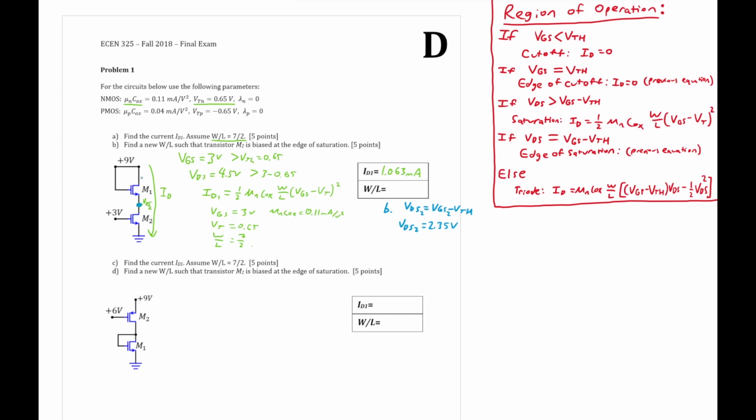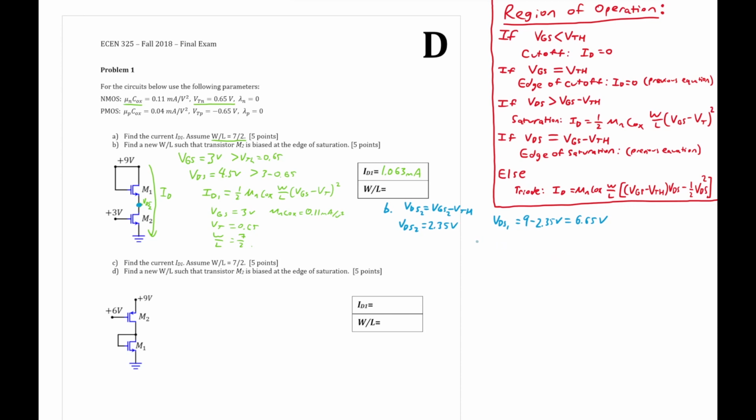And so that means that the voltage drop across M1, VDS1, is equal to 9 minus 2.35 volts, which is 6.65 volts. Then we are making the assumption that our W over L value for M1 is still 7 over 2, as that has not changed. We're trying to find the W over L value for M2.